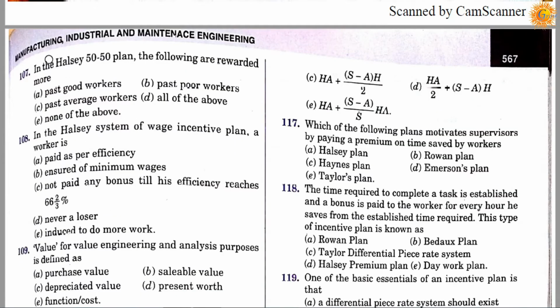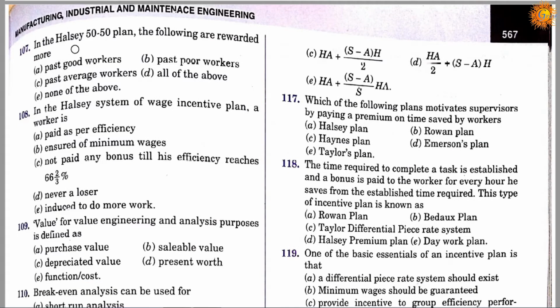Question number 107. In the Halsey 50-50 plan, the following are rewarded more. Option A, past good workers. Option B, past poor workers, option C, past average workers, option D, all of the above, and option E is none of the above. Correct answer is B. In the Halsey 50-50 plan, rewarded more will be past poor workers.